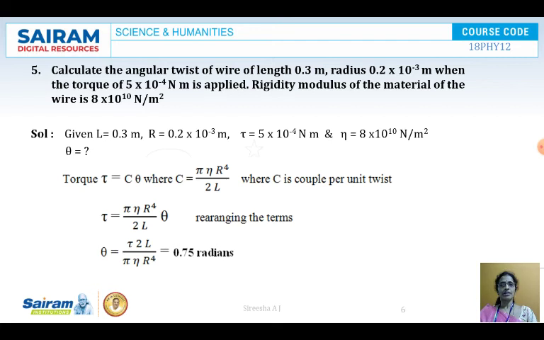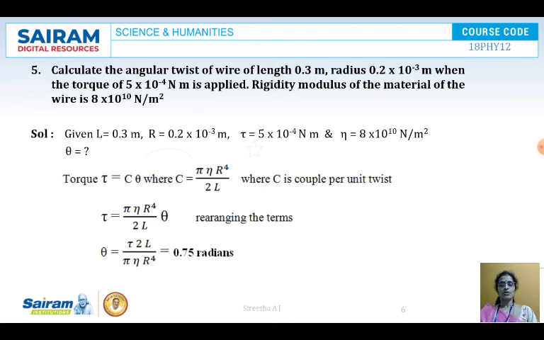Now here in this problem, what is given? Length L is given as 0.3 meters and R is given as 0.2 into 10 to the power of minus 3 and torque is also given here, 5 into 10 to the power of minus 4 Newton meter, and rigidity modulus is also given. So you have to calculate the value of theta. This is similar to the previous problem. There theta has been given, we have calculated tau. Now tau is given, we have to calculate theta.